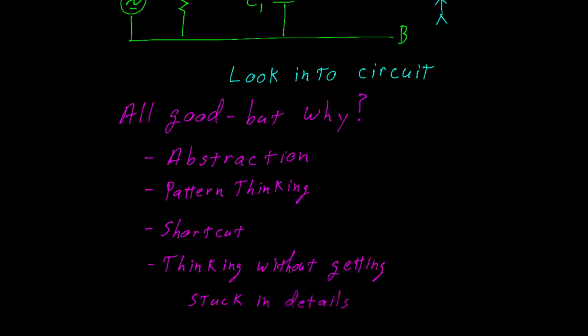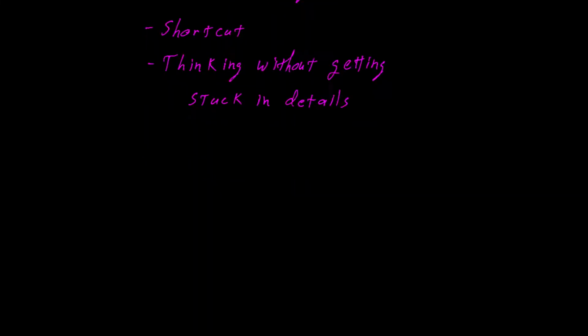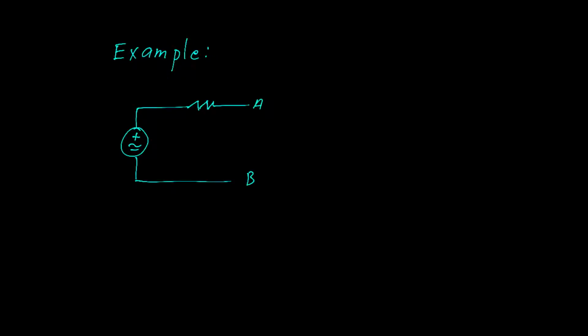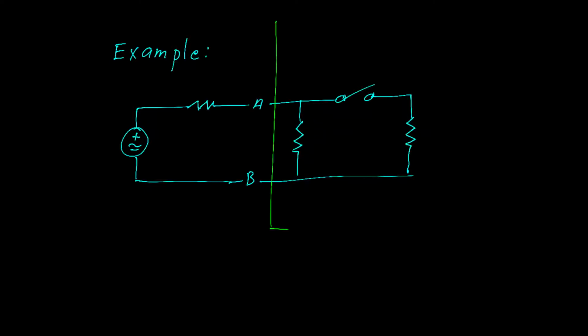For example, you've just calculated a Thevenin equivalent circuit consisting of an ideal voltage source and a series impedance. And you mark the terminals as A and B. At this point, you need to look into the circuit. One way to look into the circuit is to add a load.